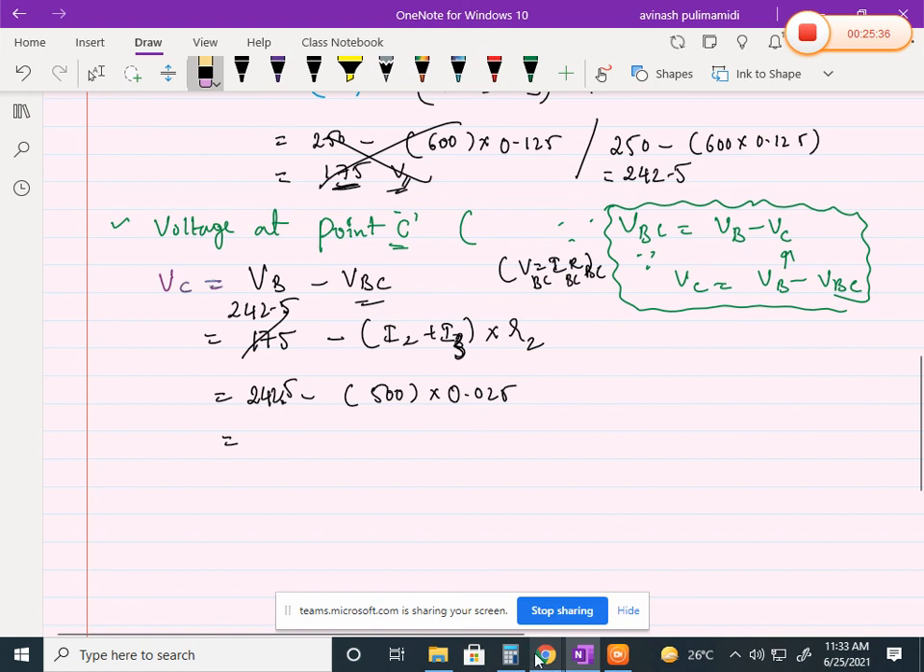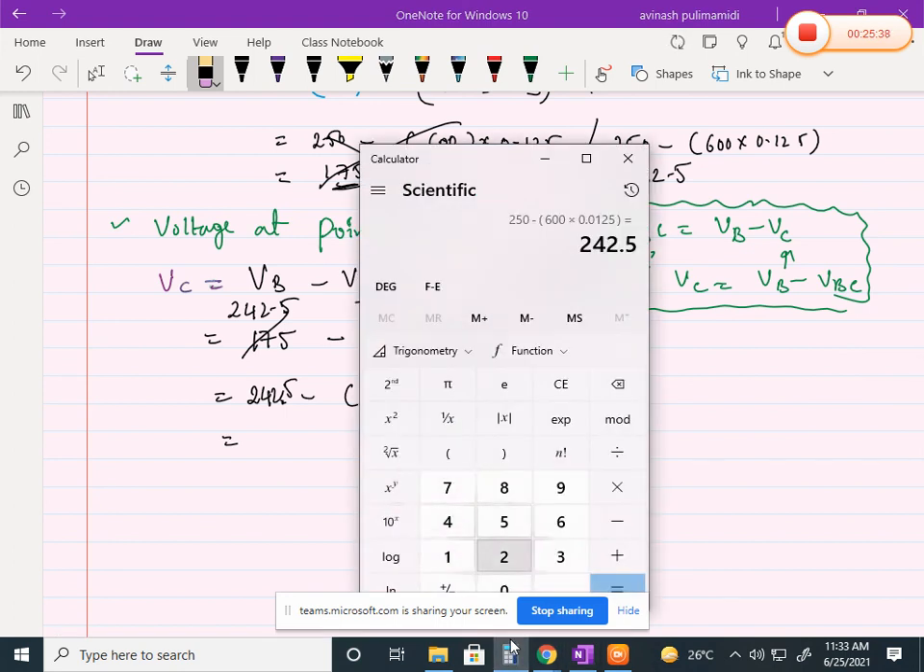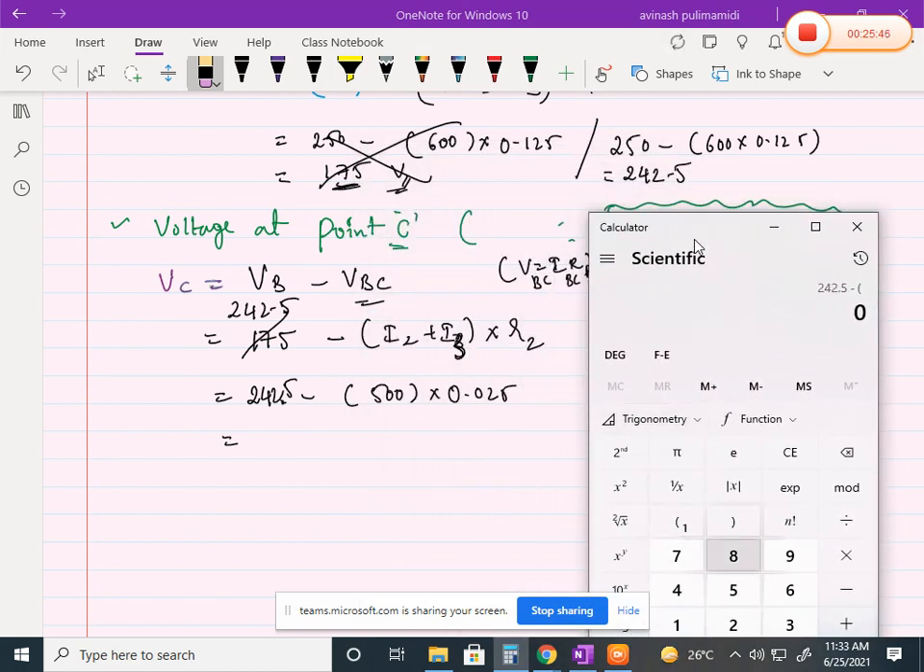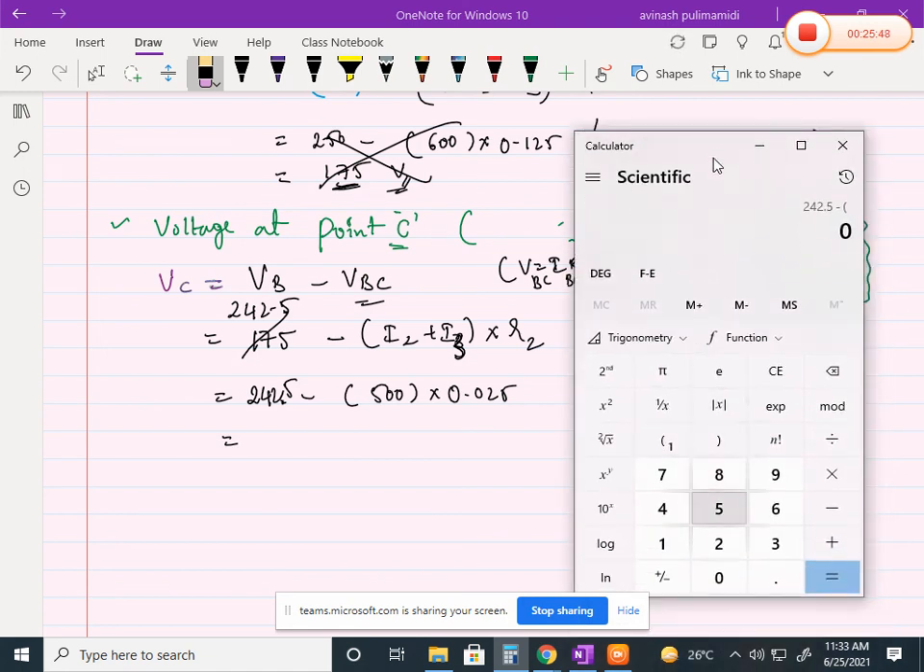Then what do we get here? 242.5 minus 500 into 0.025. That gives 230 volts.